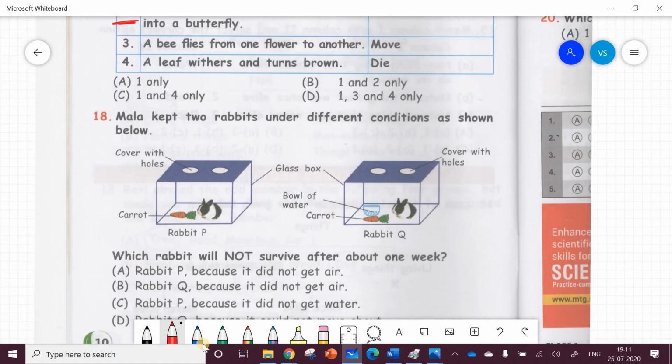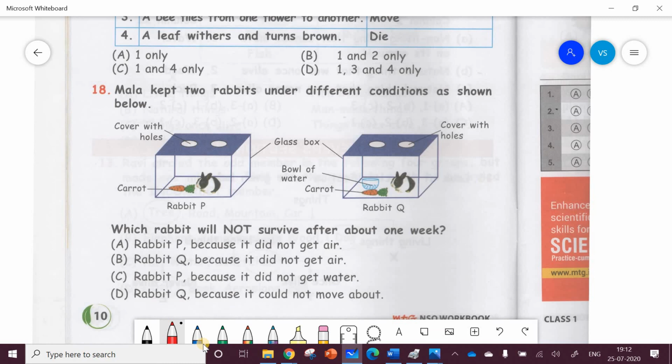Let's move on to the next question. Alright. Mala kept two rabbits under different conditions as shown below.